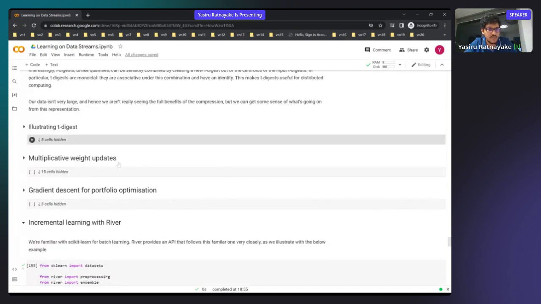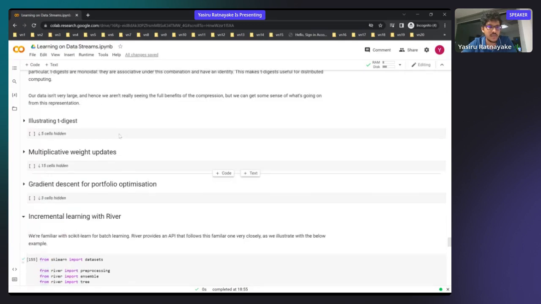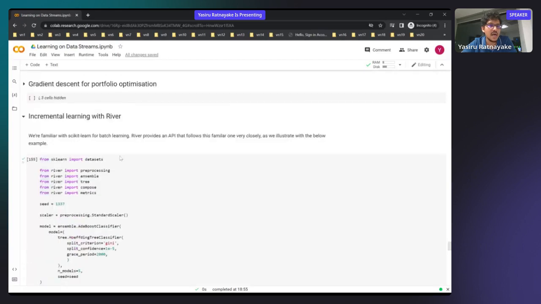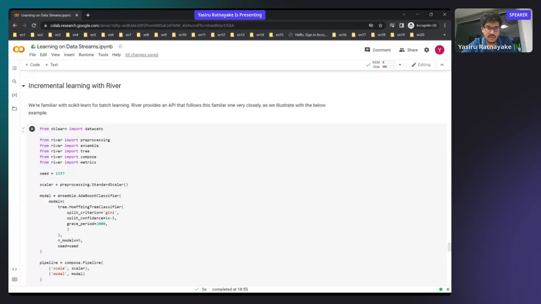I'm going to skip over illustrating T-Digest, and in favor of time, I'm going to skip over some of these pieces as well that I haven't sketched as well as I'd like to. And I'll go directly to elaborating on more things you can do with the River package that I illustrated.